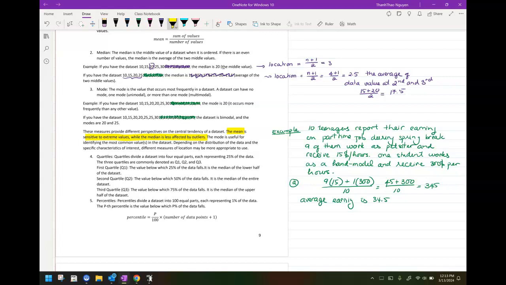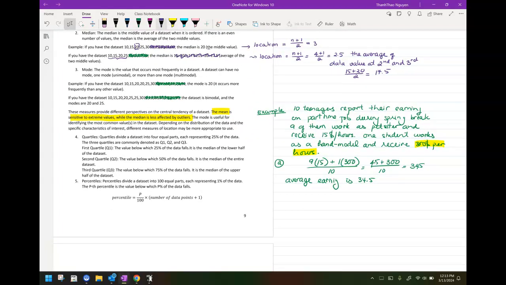Now, note that this one person who makes 300 per hour is the outlier. For the rest of them, they make 15 per hour, right? So you can see here the outlier greatly affects the average. Whereas if we just look at the case of what is the median income?